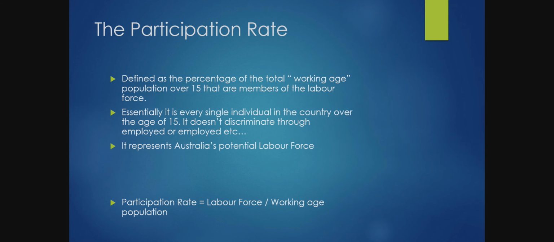The participation rate is defined as the percentage of the total working age population over 15 that are members of the labor force. Essentially, it is every single individual in the country over the age of 15. It doesn't discriminate through employment or unemployment, etc. It represents Australia's potential labour force. The equation is participation rate equals labour force divided by the working age population, times 100. In Australia, I think our participation rate is hovering somewhere around 66%. That means that out of all people aged 15 years and over, 66% are looking for or have a job. So that's the participation rate.